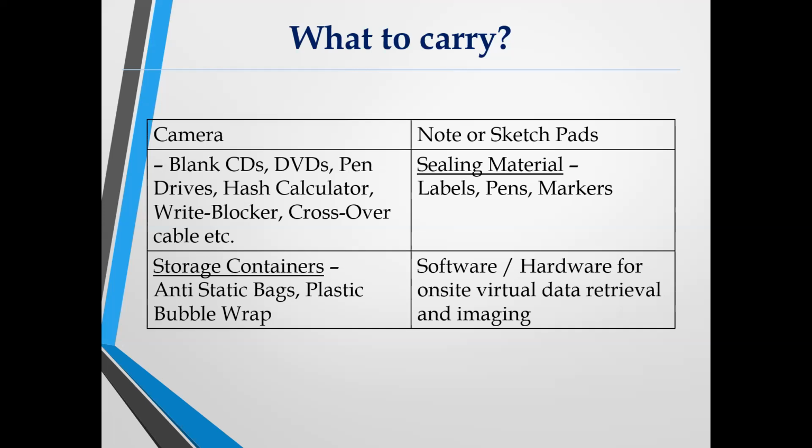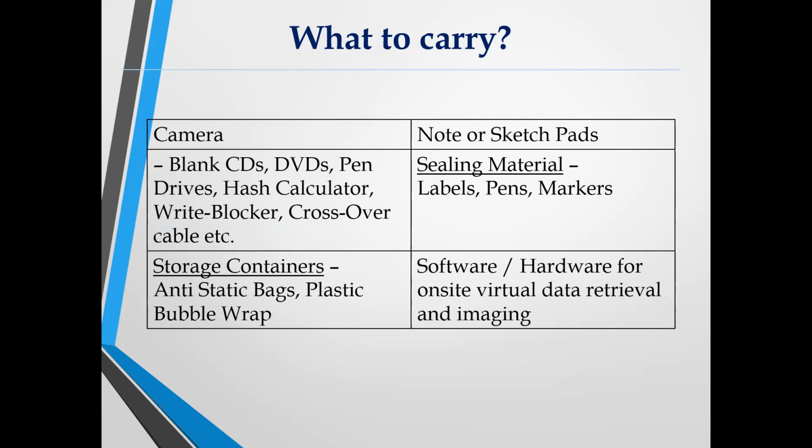Pen drives, USB drives, hash calculators, write blockers. Write blockers are both hardware and software. So the hardware must be there. The software can also be on your computer. Crossover cables, for when you're getting onto the internet and trying to get data from the server onto your side.